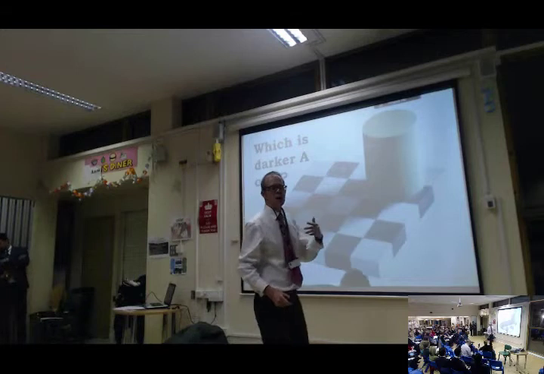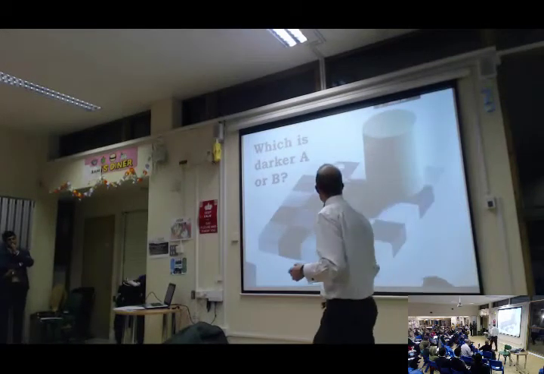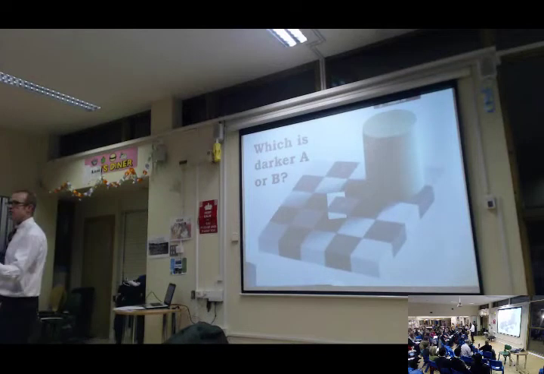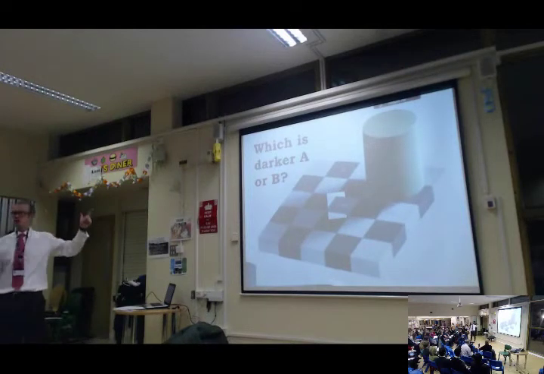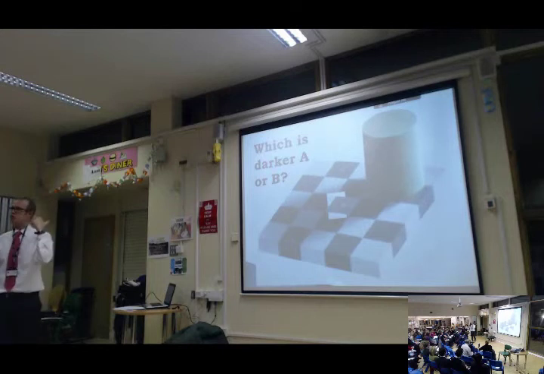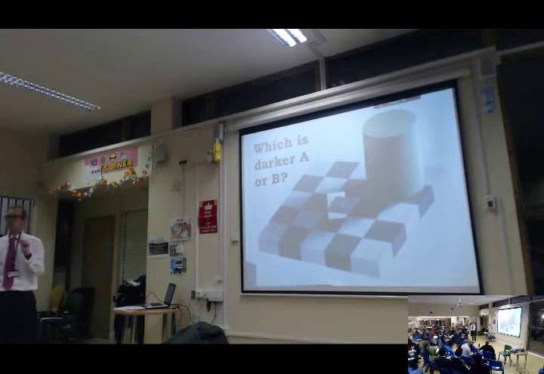Clearly, square A looks darker than square B, but it isn't. If you get students talking about and thinking about why it actually appears darker, you get them starting to think, well, actually, I can't just trust my eyes and blindly accept what they tell me. I have to direct them and tell them what they're looking for.